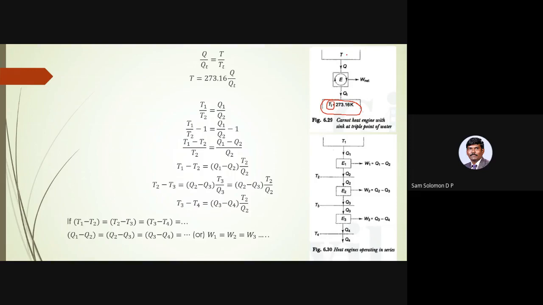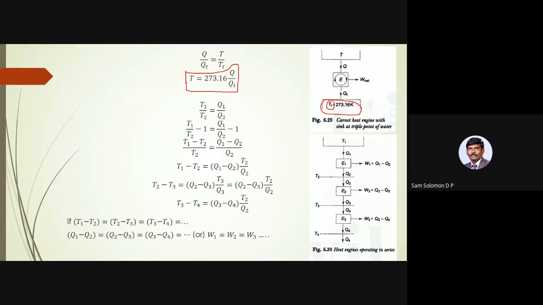So the same thing we are doing here. So according to what we did in the previous slide, we can write this as heat supplied Q divided by heat rejected Qt is equal to the source temperature T divided by the sink temperature Tt, which is nothing but temperature at triple point. And this temperature at triple point is 273.16. So now I am able to determine the source temperature with the help of this simple relation, 273.16 Q by Qt. Okay.